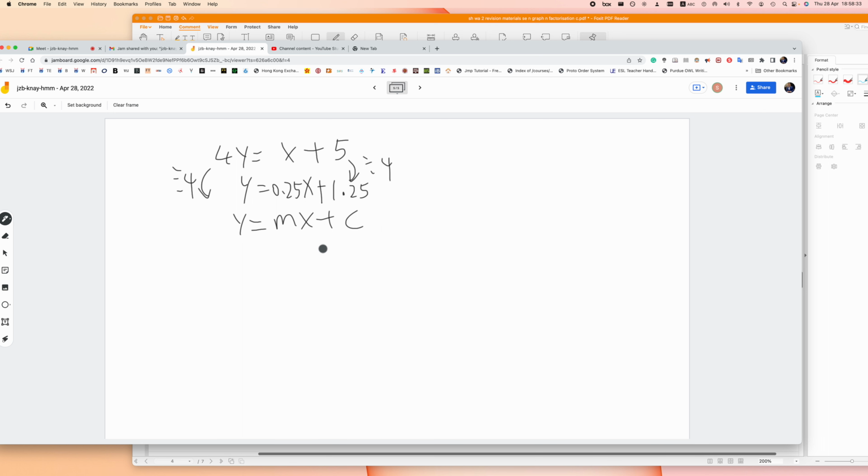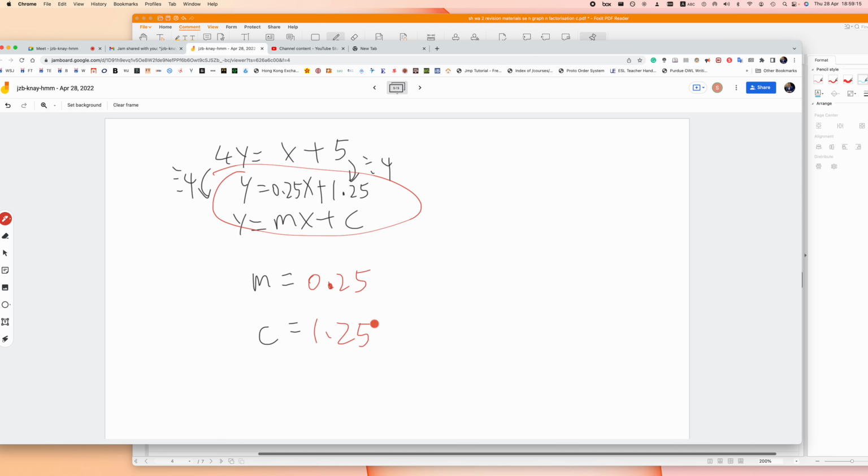Okay, good, done. So can I ask you, what is the gradient? What is the y-intercept in this case? Can you tell me what's the gradient? What's the y-intercept? Hello? Are you there? M is 0.25. Very good. So what's your y-intercept? C? 1.25. Correct. That's how you answer the question.